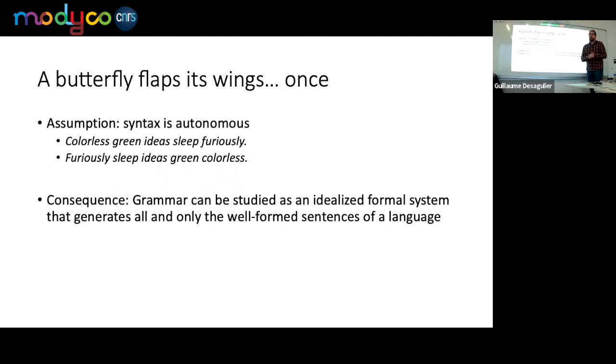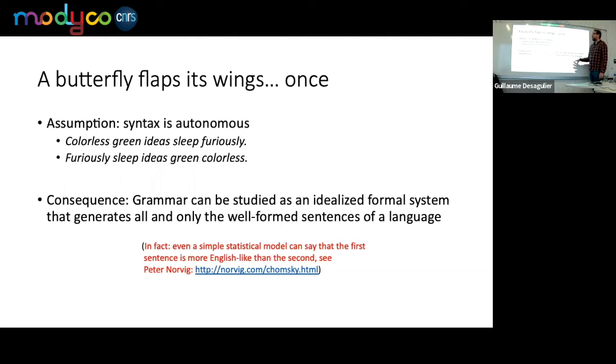The consequence is the assumption that we can study grammar like a formal system, idealized, that generates all and only the well-formed sentences of a language, and rejects the ungrammatical sentences. Now, just a side note: the people listening who work on natural language processing will know that even a simple statistical parser will give a higher probability score to the first sentence than to the second one, right? Just because these continuations are more probable than what you see here. But that aside, this shows that Chomsky, in the 1950s, wasn't sufficiently aware of what probabilistic language models would be able to do.